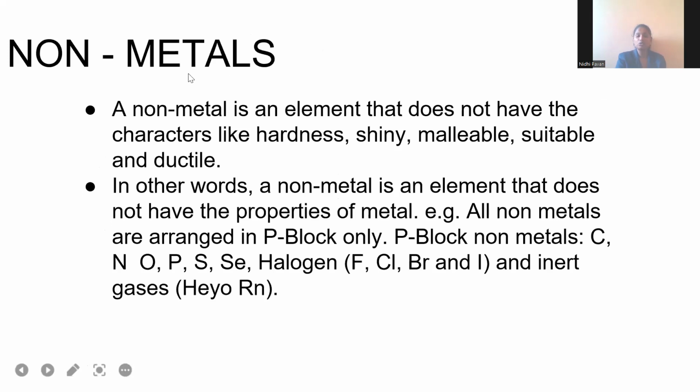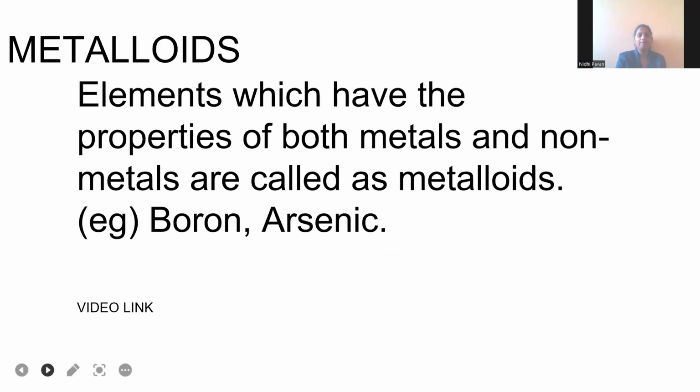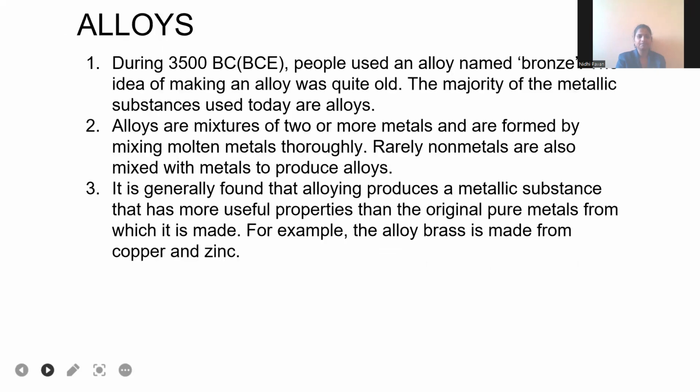Then non-metals are also included in the periodic table. A non-metal is an element that does not have characters like hardness, shininess and so on. In other words, it is an element that does not have the properties of a metal. All the non-metals are arranged in the p block only. In the p block, you can see the non-metals. Then metalloids, which have the properties of both metals and non-metals.